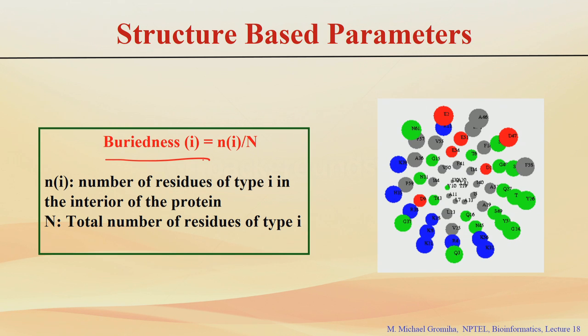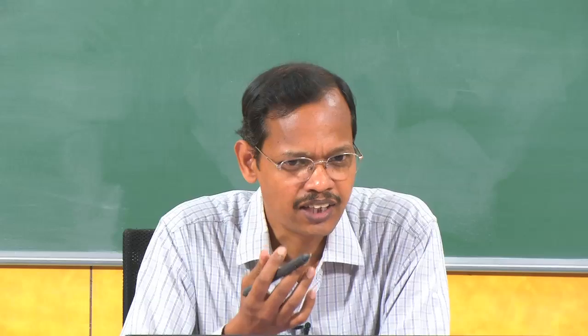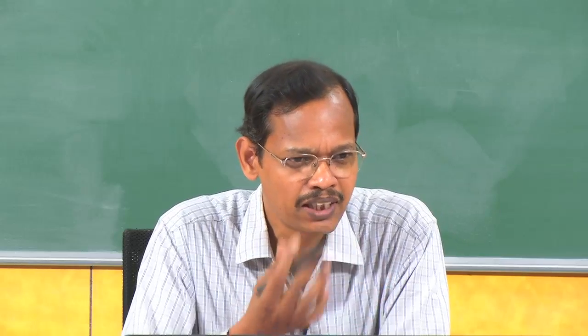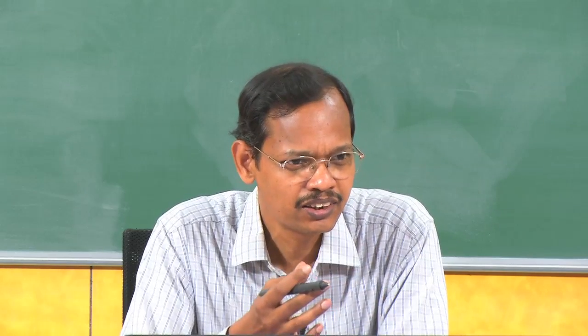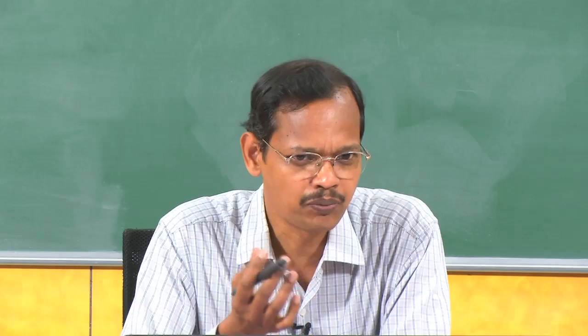Here i varies from 1 to 20, for the 20 different amino acid residues. So, n_i gives you the number of residues of type i in the interior of the protein, and n is the total number of residues of type i. For example, there are 10 alanines and 9 are in the interior, then what is the buriedness index for alanine? 90%, that is 0.9.